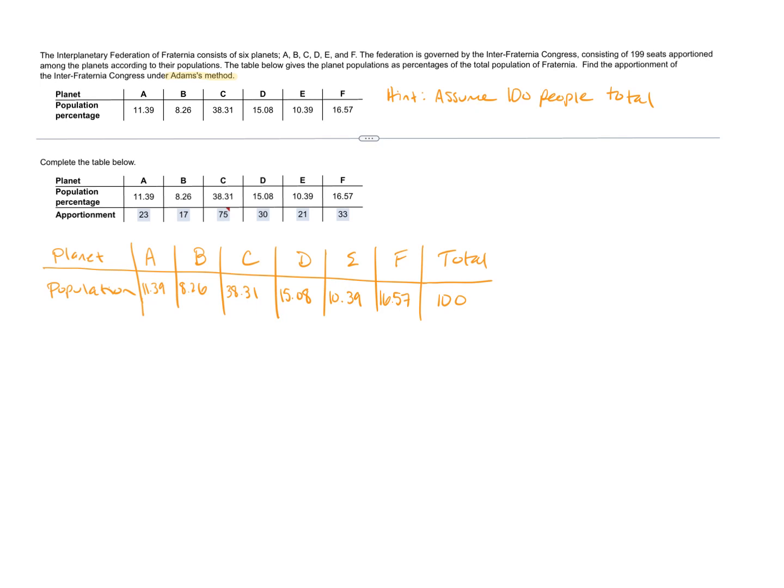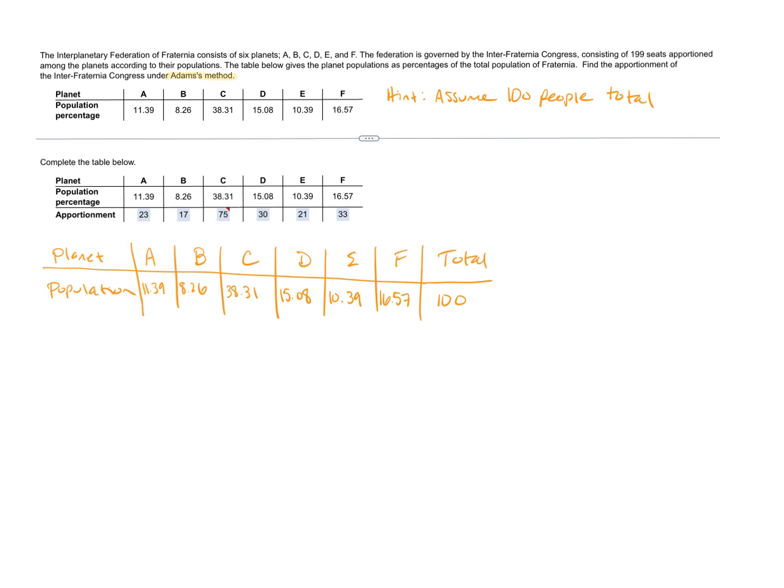Okay, this is problem 5 from homework 4.3, 4.4. We're supposed to use Adams' method to apportion congressional seats to this planetary Congress. I've just rewritten the given information down here, and I added a column for total.